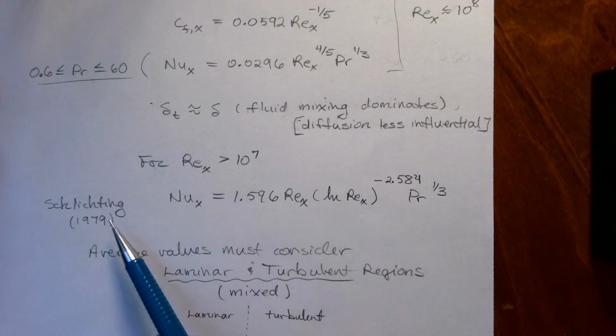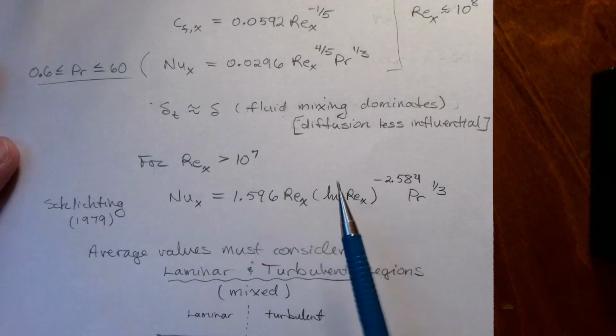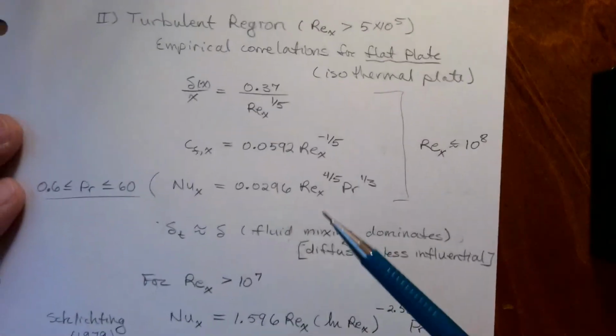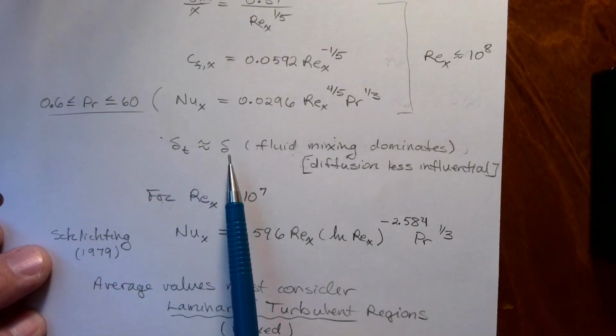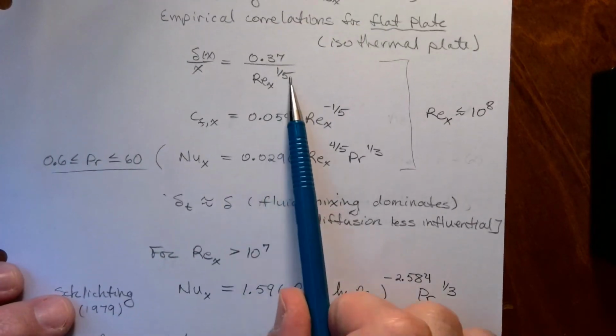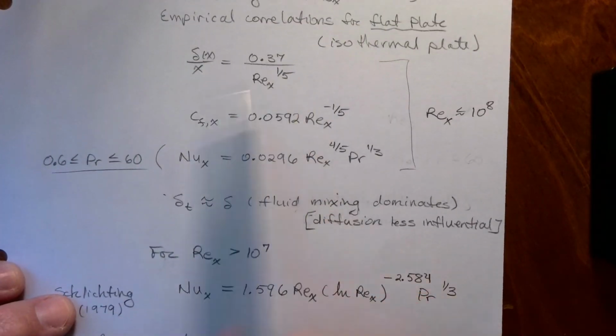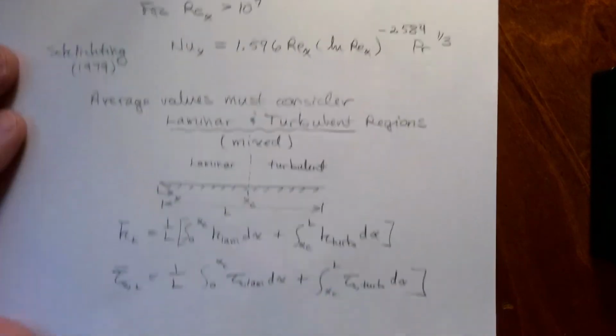Occasionally I give you a reference. Schlichting is a classic fluids textbook, 1969, who recommends that, and probably has a link to the research that developed it. Also remember that the thermal boundary layer is about the same as the momentum boundary layer, which is given up above. So just use the same correlation for the thermal boundary layer.